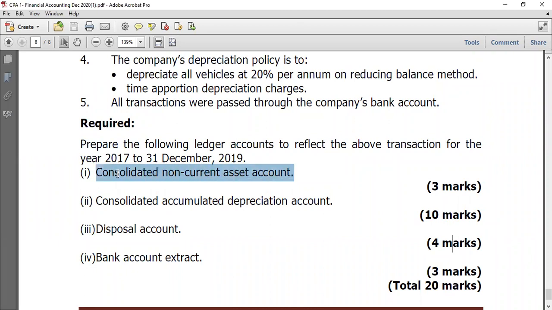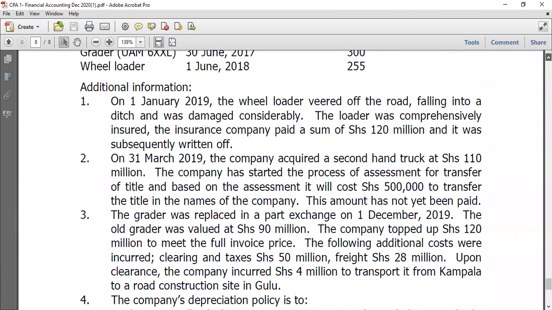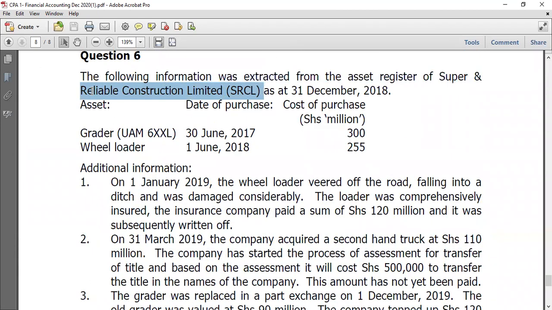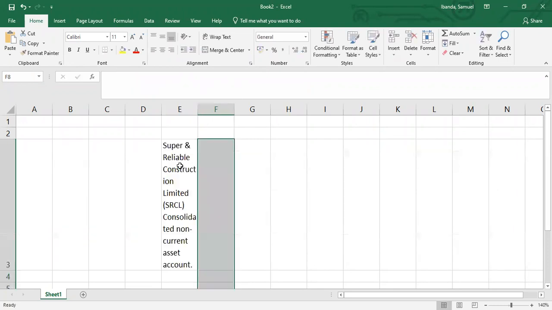So we have the consolidated non-current asset account. That is what they're interested in. I usually want to look out for the title to just make sure that my account is professional in nature. It is Super and Reliable Construction Limited, so I want to call it Super and Reliable Construction Limited, consolidated non-current asset.